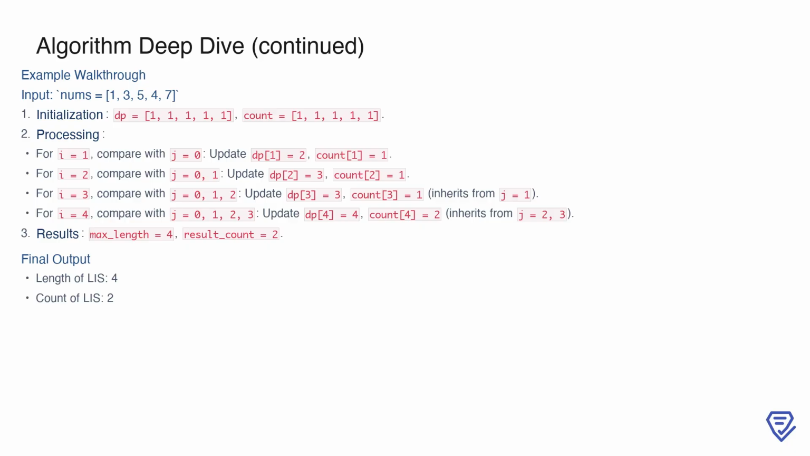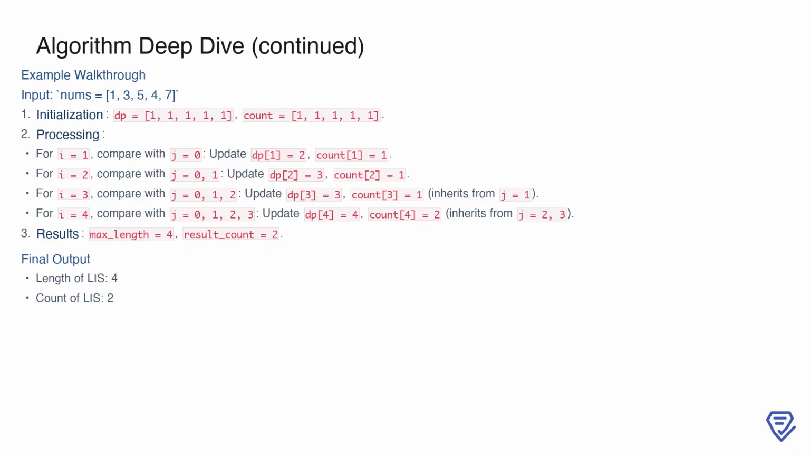To solidify our understanding, let's walk through an example with the input array nums equals 1, 3, 5, 4, 7. Initially, we set DP equals 1, 1, 1, 1, 1, and count equals 1, 1, 1, 1, 1, since each element starts as its own subsequence. For i equals 1, comparing with j equals 0, the value 3 extends the subsequence ending at 1, so we update DP[1] to 2 and keep count[1] as 1.